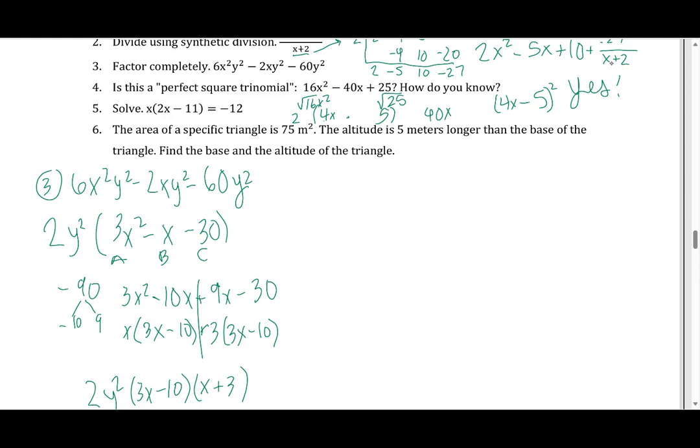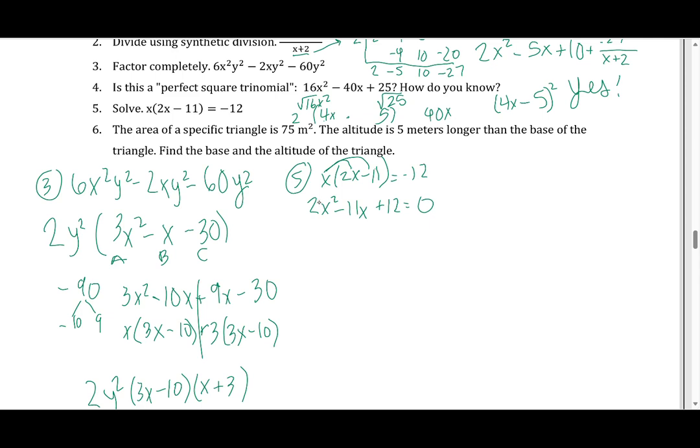Alright, number 5 says to solve. So we're going to use our simplifying and factoring methods to solve number 5. So let's first just distribute that x. Can't do anything with it until we have everything on one side, so let's just go ahead and simplify here. I'll have 2x to the second power minus 11x. Let's go ahead and move the 12 over, so I have a 0 on one side. So from now I'm going to factor.